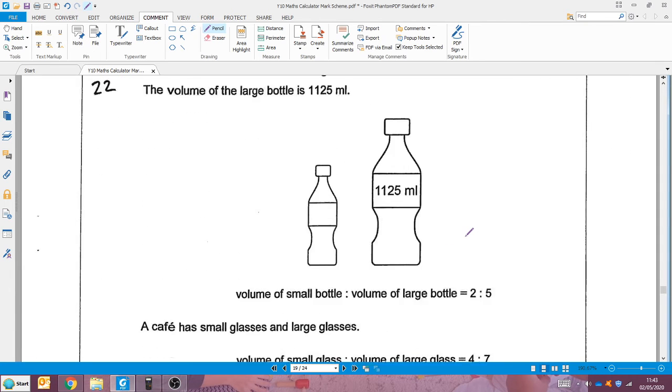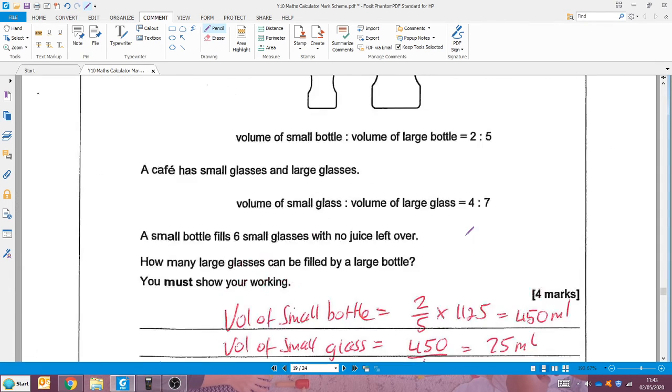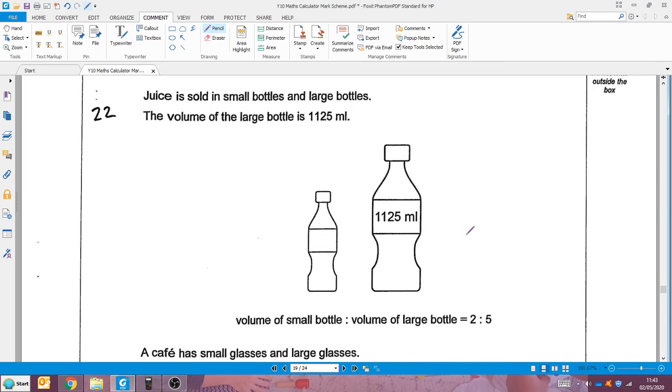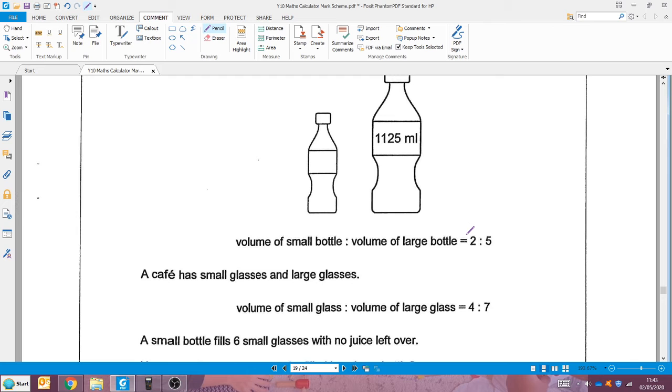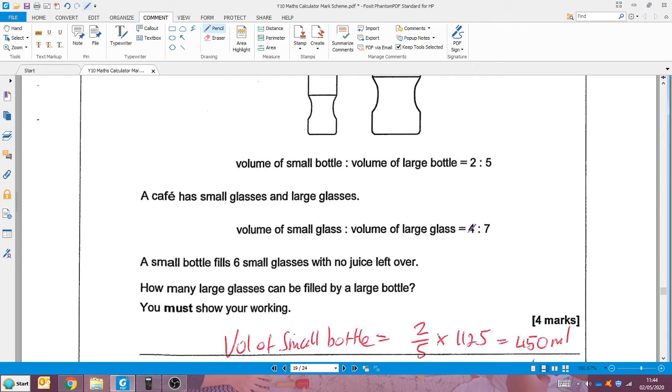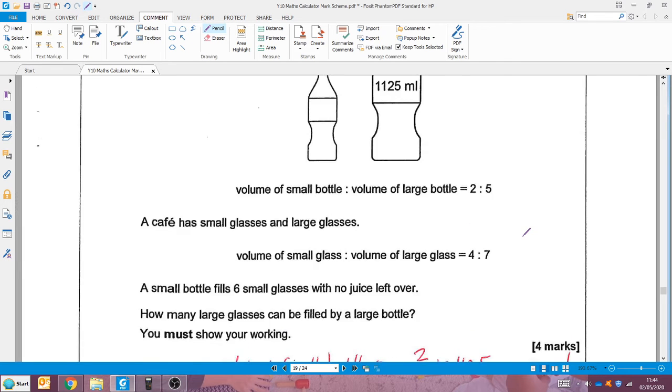Here we go, more ratios, at least grade 7. Yeah, grade 7. Ratios at this level are really confusing. I've got bottles of different sizes and glasses of different sizes, and they want to know finally how many large glasses can be filled with a large bottle. I've no idea. Let's look at it.